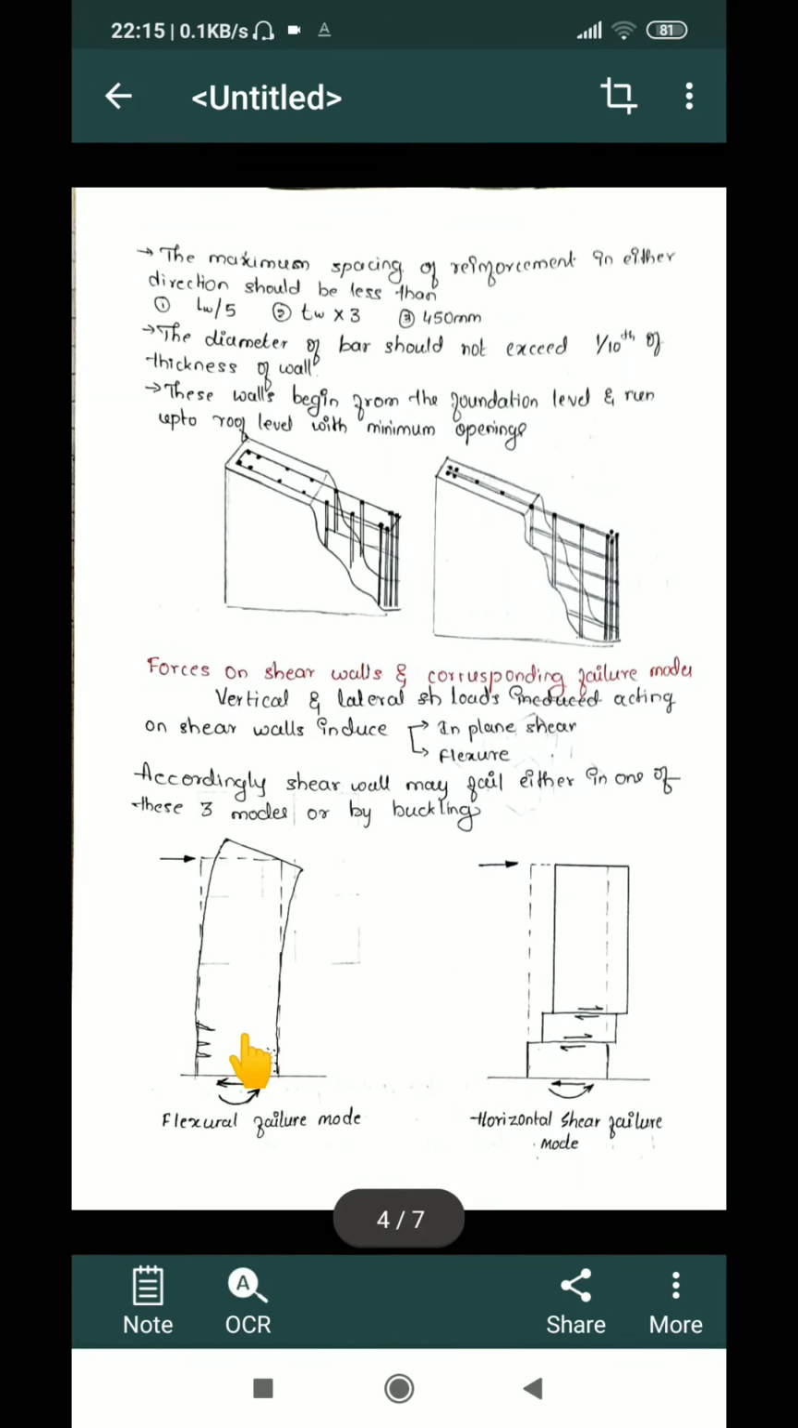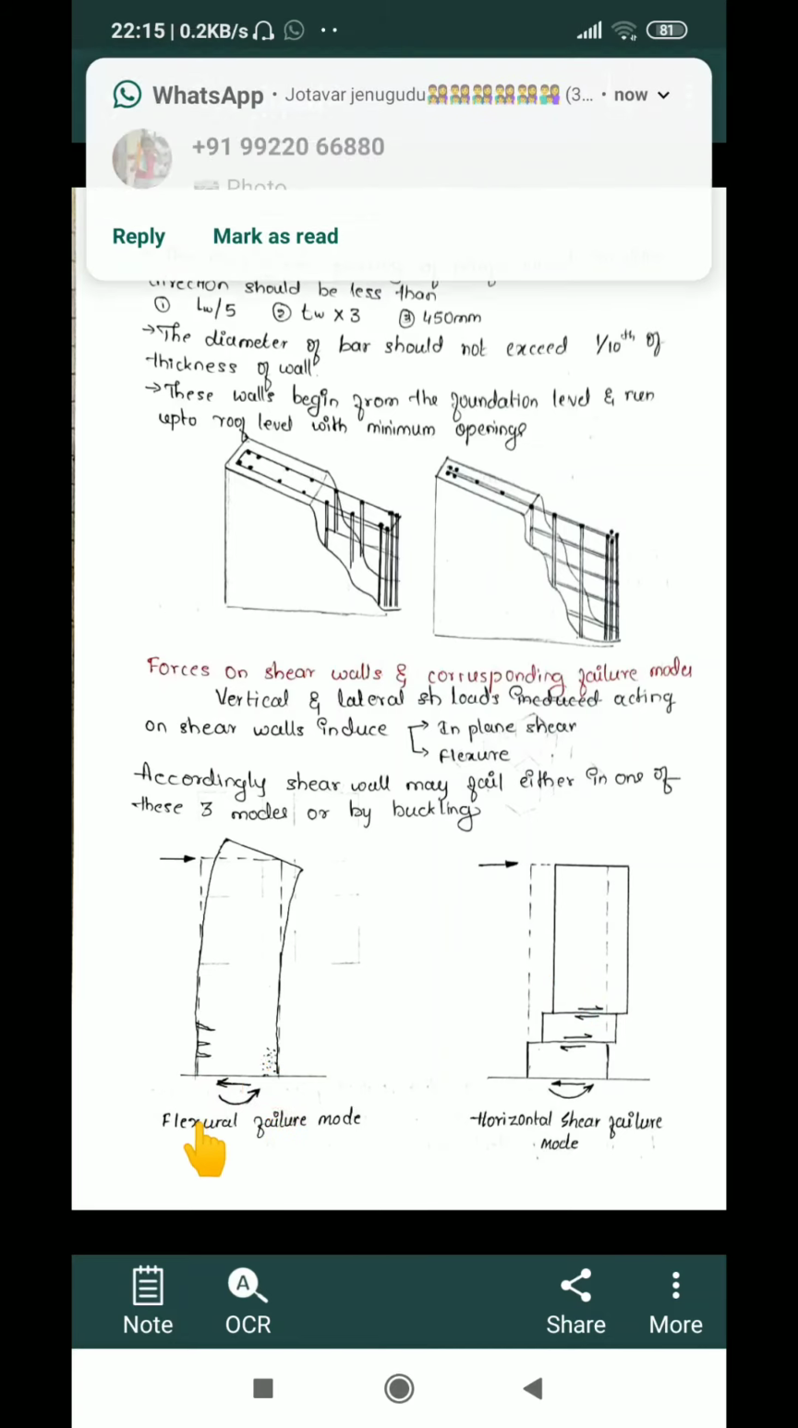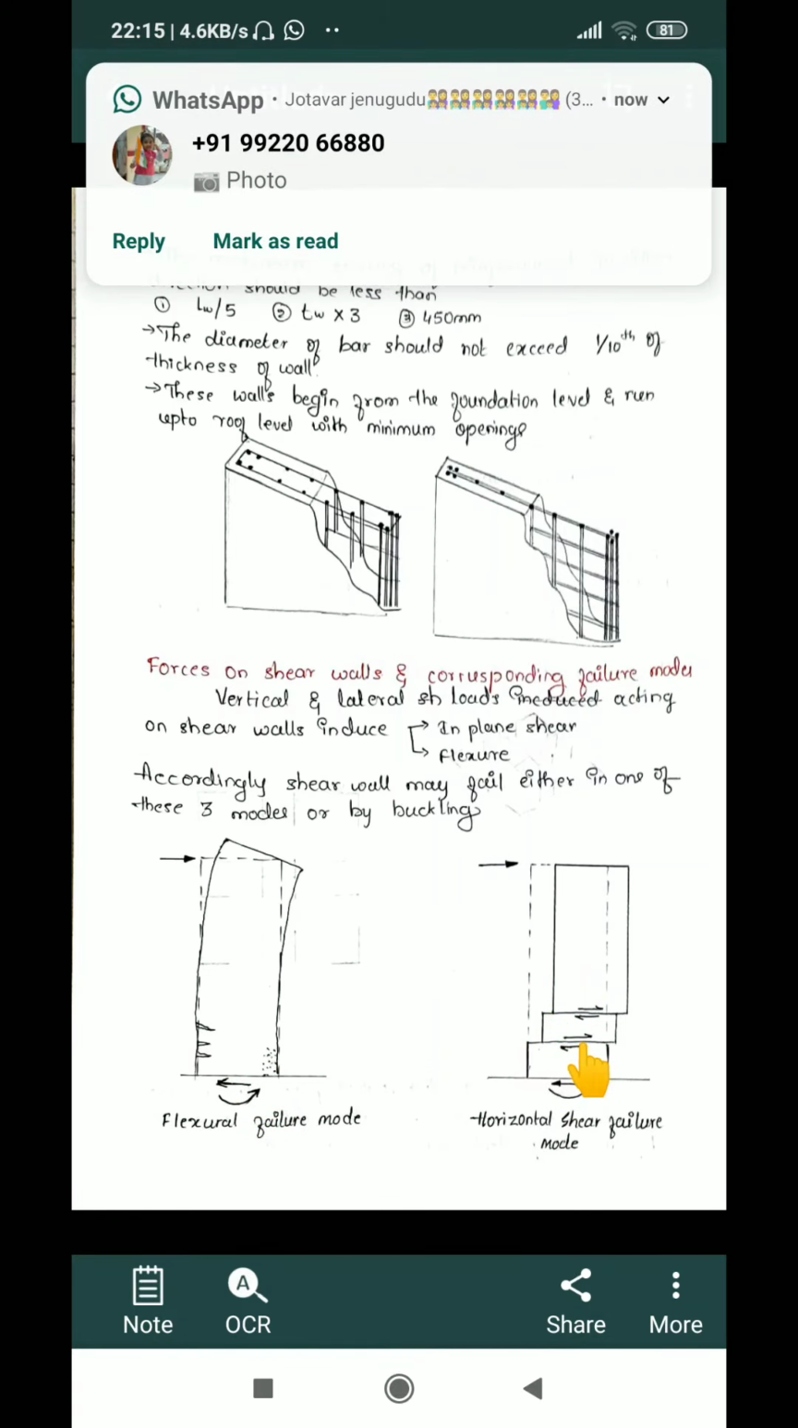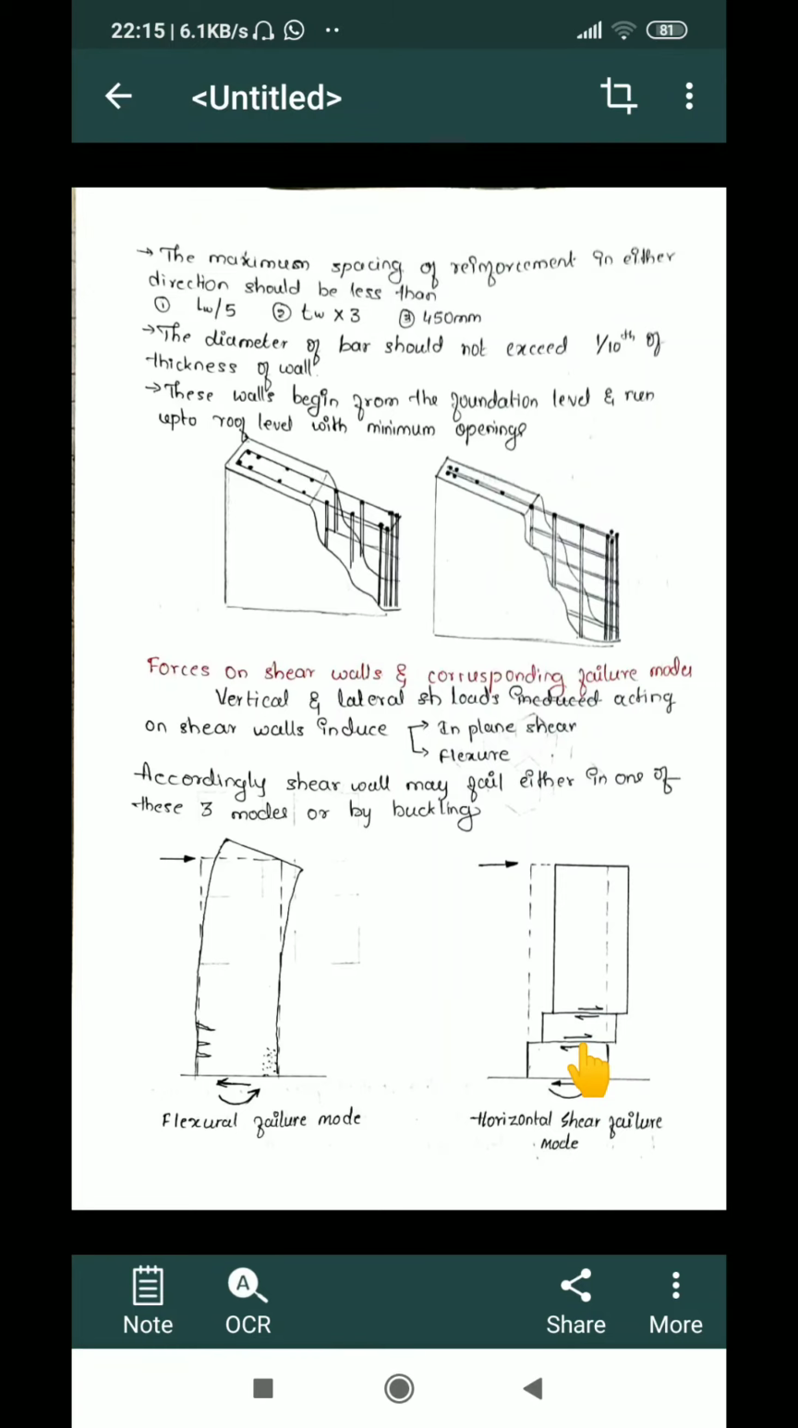This is a flexural failure. Then the second type is a shear failure. Here in shear failure there are two types of shear forces which occur in shear walls. One is horizontal shear forces and another is vertical shear forces.